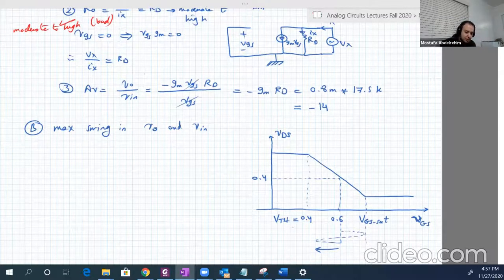And this question is to know the limits. What is this limit? Of course, if we know that VGS set minus 0.6 is larger than 0.2, which is 0.6 minus 0.4, then the limit is 0.2 in input. And we can calculate the corresponding swing in the output. Good.